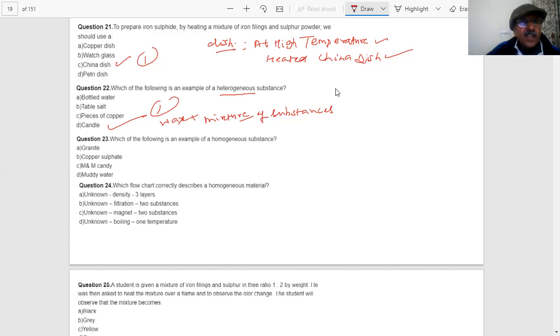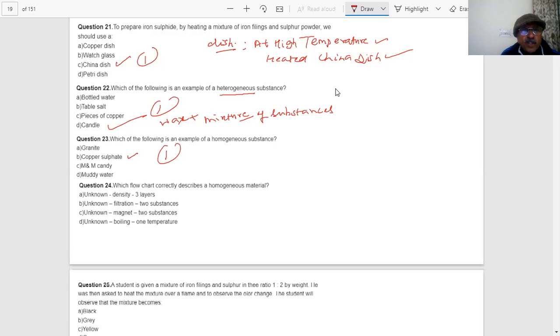Next question on the screen, student. Which of the following is example of homogeneous substance? So copper sulfate. You have granite. Granite contains different types of substances. It could be heterogeneous at different points. Copper sulfate is a compound, student. Candy also has many things, muddy water. So copper sulfate is the only correct answer. Here you are getting one full mark.